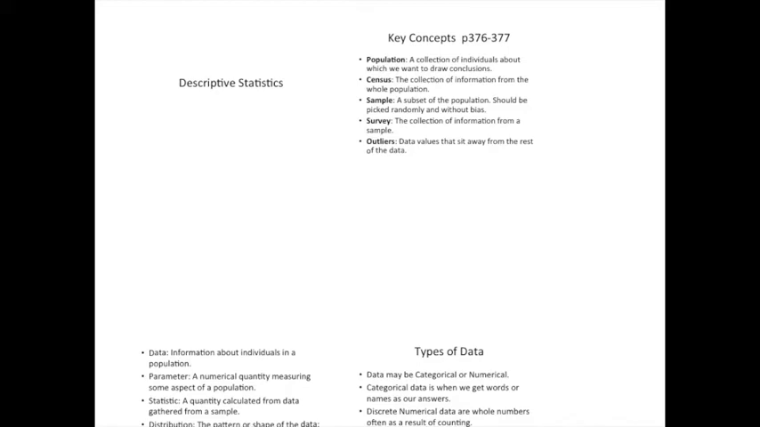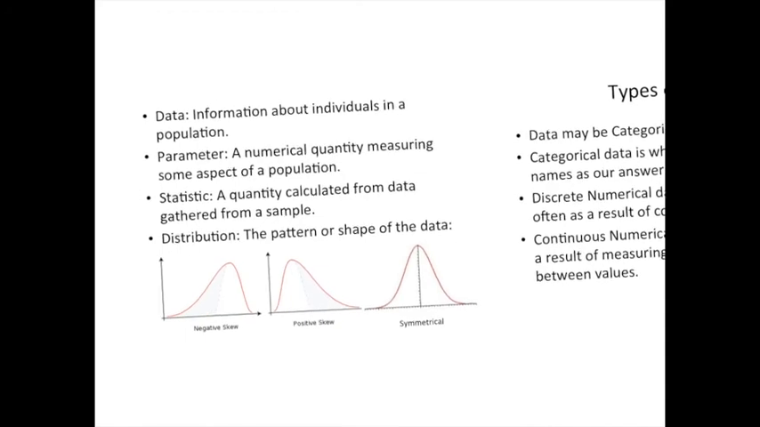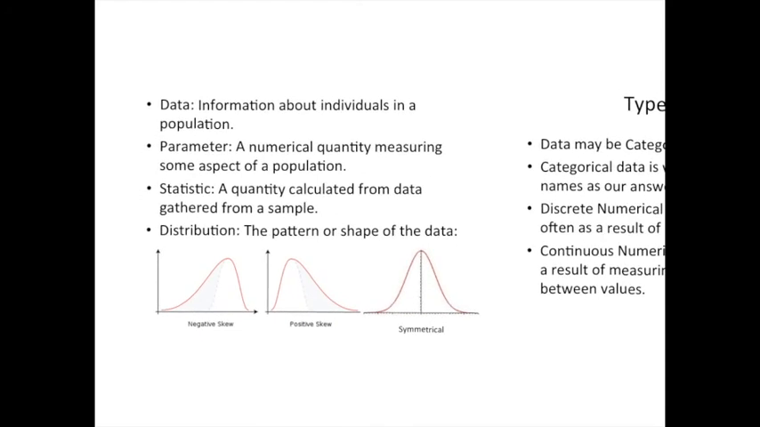An outlier is a data value that sits away from the rest of the data. Okay, so you know all that. Data. Now, I don't know if this rings a bell. So data is information about individuals in a population. The parameter is a numerical quantity measuring some aspect of the population. So it could even be like the height of every person or the weight of every person. It's kind of like a variable, you know, like some aspect that we're measuring or surveying people about.